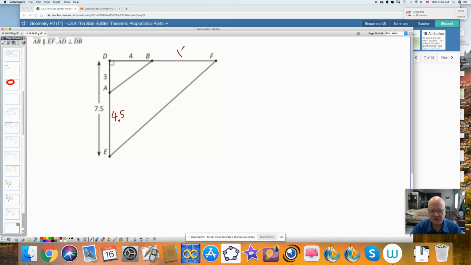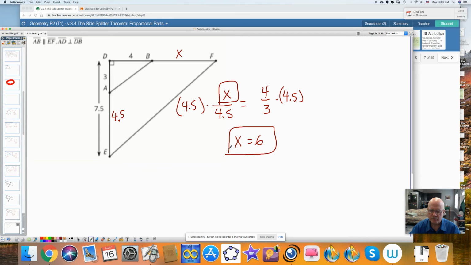And I'll call this distance x. I can write the proportion x is to 4.5 as 4 is to 3. And when you multiply both sides of this equation by 4.5, in order to isolate the variable, get this by itself, you can plug this into a calculator and you get x is equal to 6. That's really annoying, isn't it?